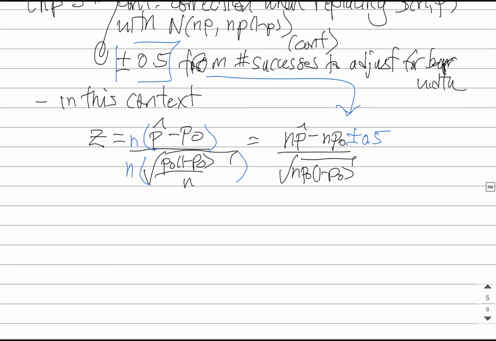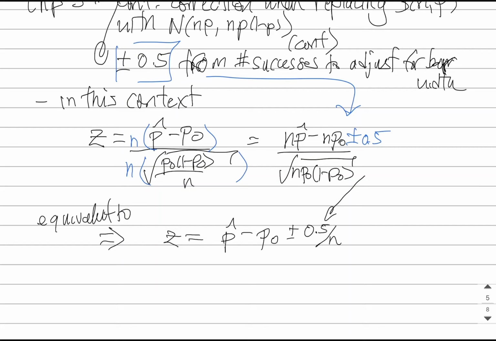Which means that if we wanted to go back, this would also be equivalent to the following. We'd have our z, and if we now factored out an n from everything, we would have p hat minus the hypothesized p naught plus or minus 0.5 over n, divided by the original thing that we had before.